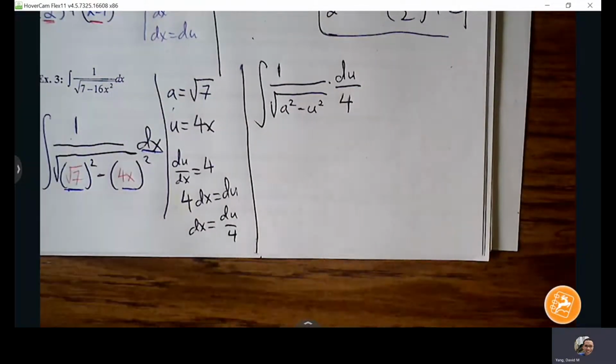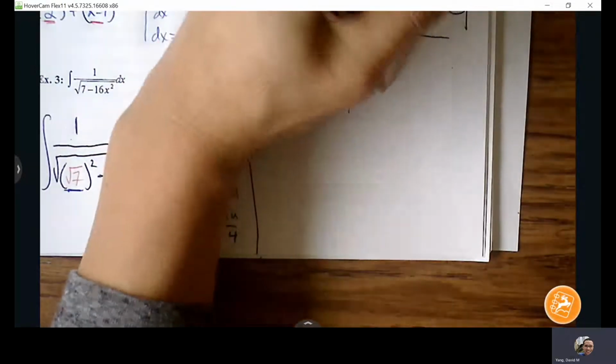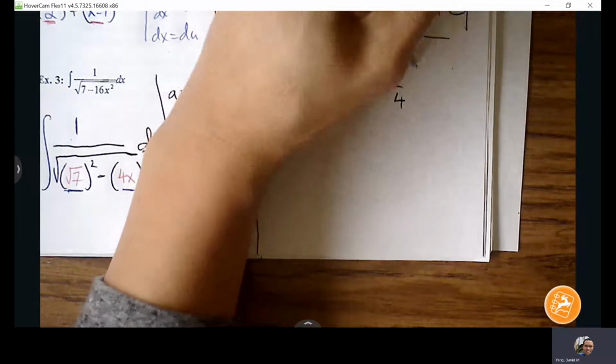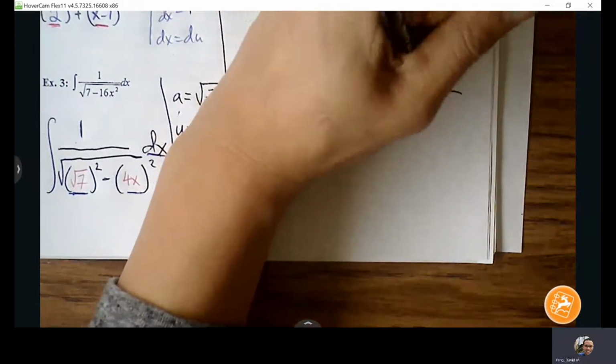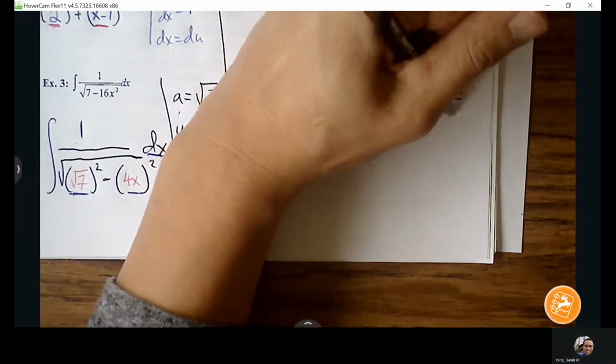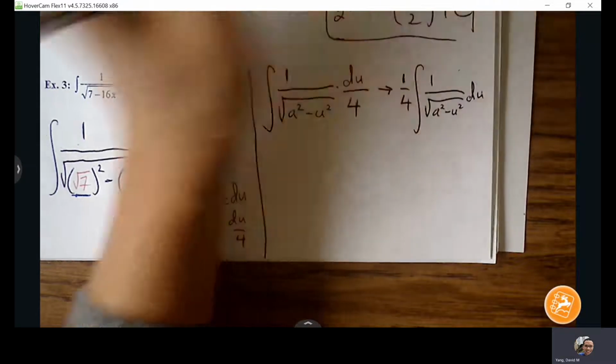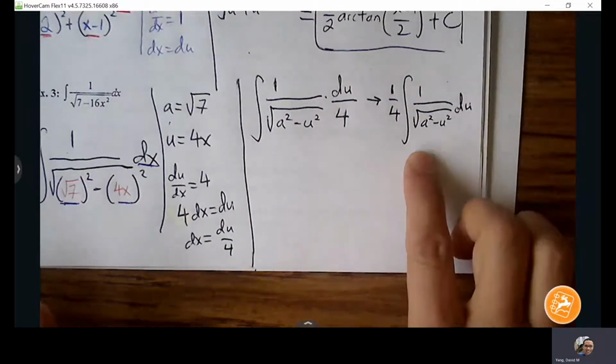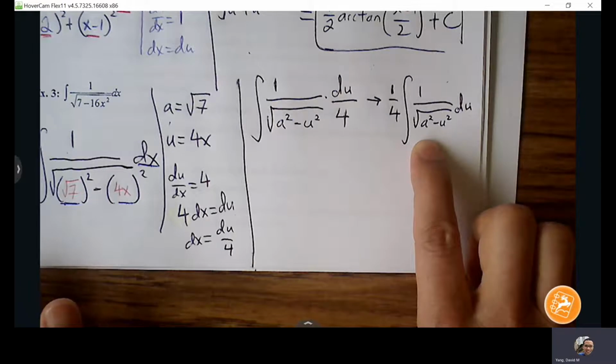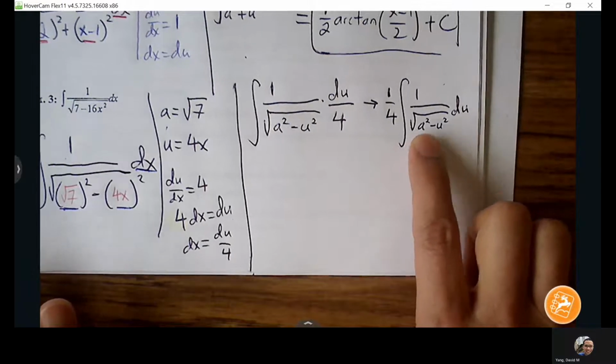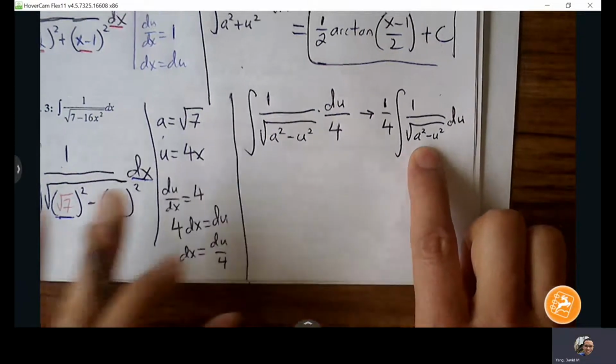Almost matches the rule. I mean, it does match the rule perfectly, but what can we push out in front? 1/4. Okay, 1/4. Okay, does this match perfectly with our arc sine rule? Yes, right. Okay, so look at the arc sine rule.